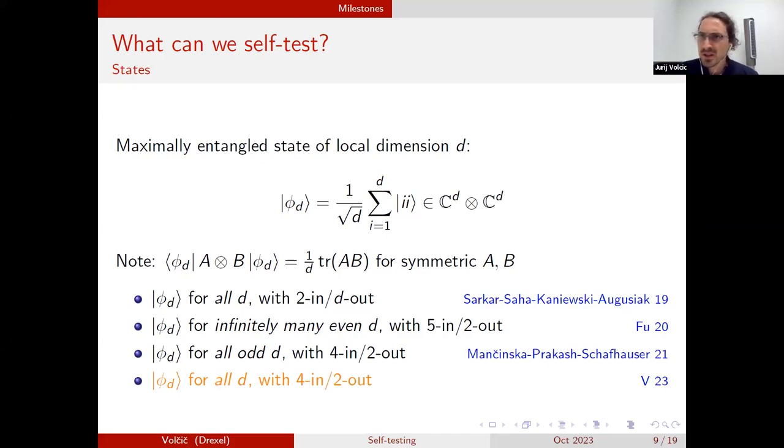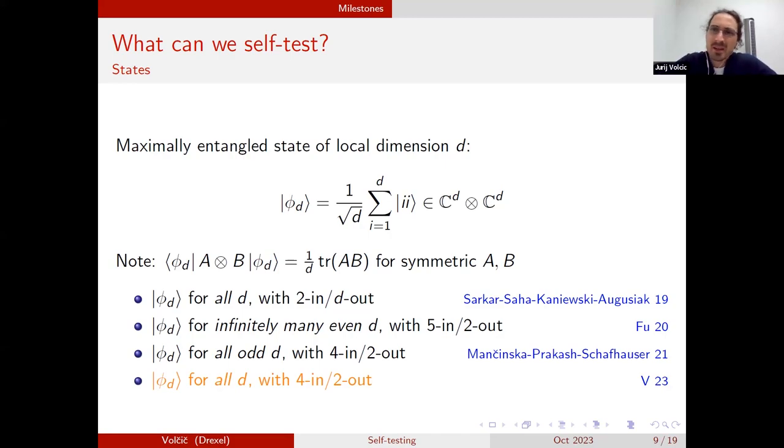So that was in 2019, and then in 2020 was, at least to my knowledge, maybe the first time when both the number of inputs and the number of outputs were fixed. And that was Fu. So he proved that for infinitely many even D, the maximally entangled state of local dimension D is self-tested by some five-input, two-output model. What do I mean by this five-input, two-output model? It means that both parties have five inputs and for each input you have two outputs.